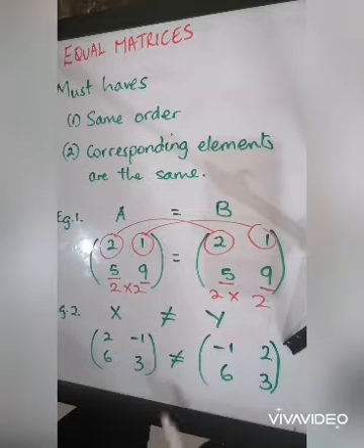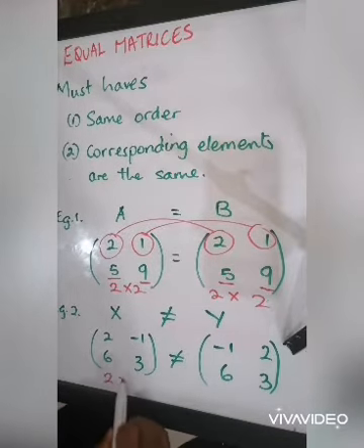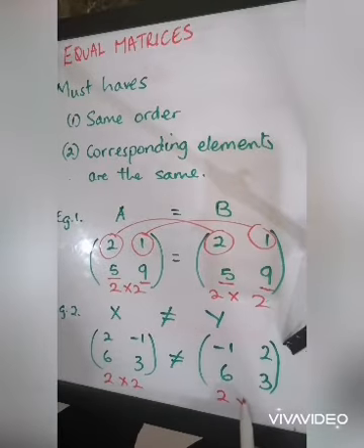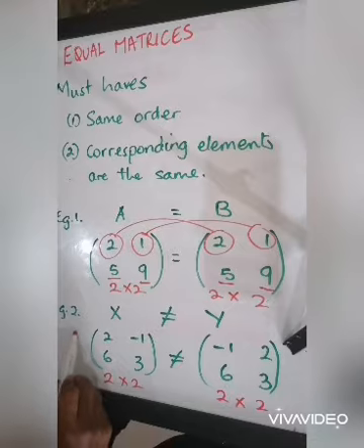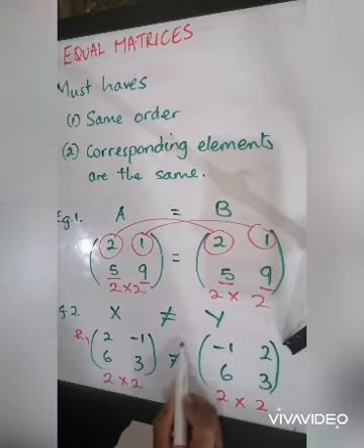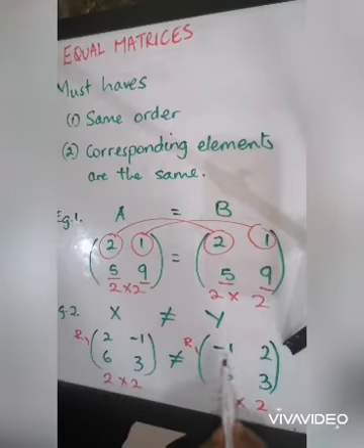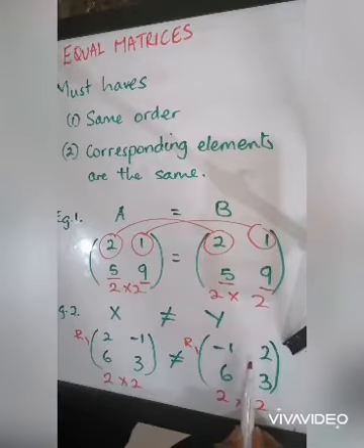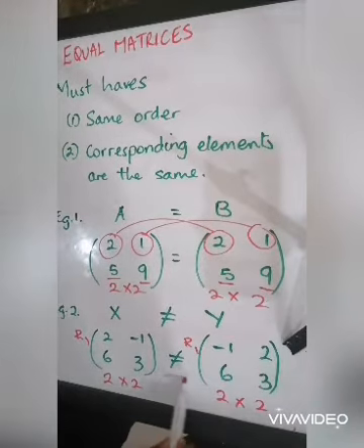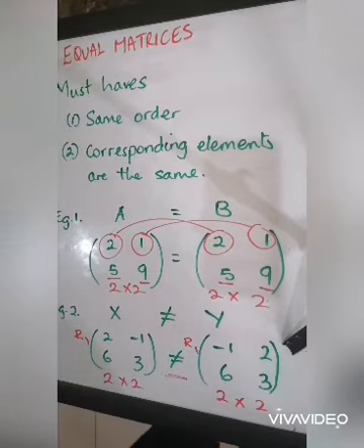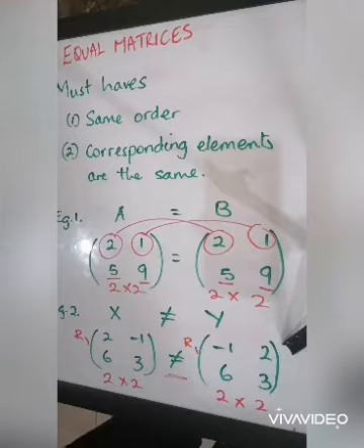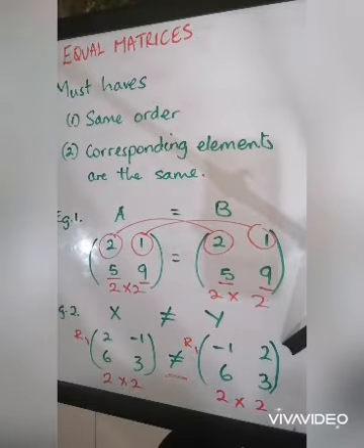So let's check these matrices X and Y. We say that they are not equal, and let's see why. Both of them are 2 by 2 matrices, so yes, they have the same order. But when we observe row 1 of both matrices, we see that although the elements are the same, the positions are different. Therefore, they are not equal. So it's not just that they must have the same order, but their corresponding elements must also be the same.